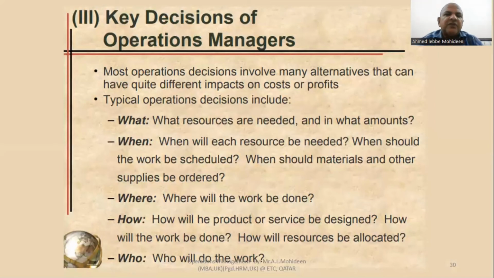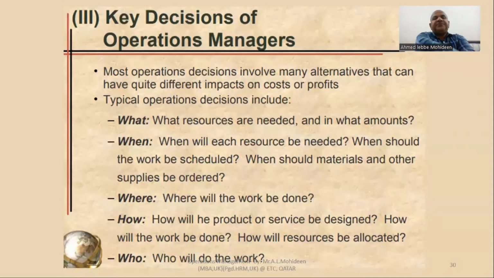The key decisions of the operation managers, now we can reconnect and then discuss this. Okay, so key decisions of operation managers. He has to think what resources are needed, when these resources are needed, where we can make these resources into an output, how to make them and who will do that. So these are the questions the operation manager is going to ask and take decisions accordingly.